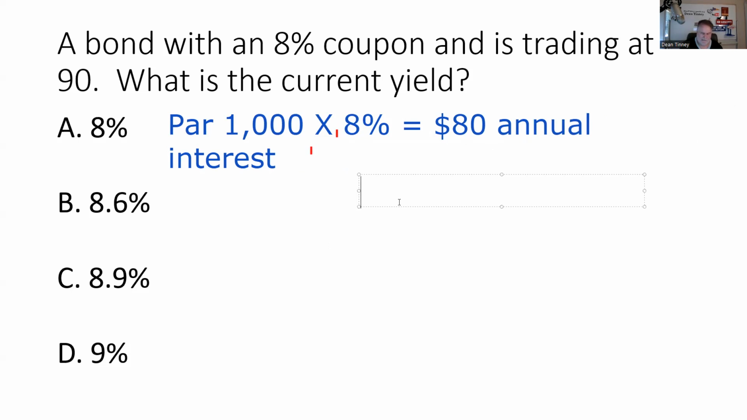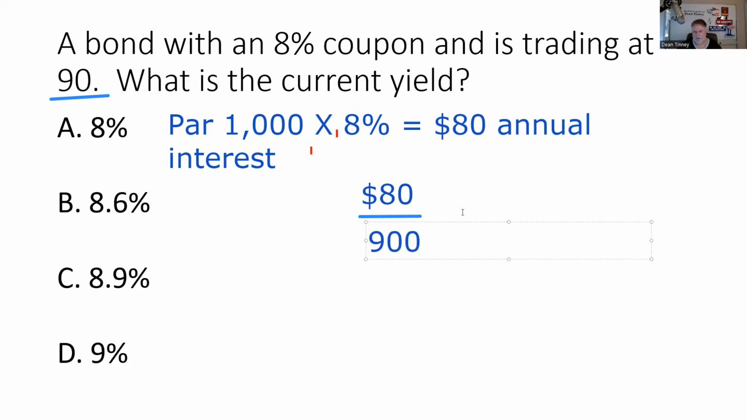So now I take the 80 and I'm going to divide by the price of the bond. Now you definitely need to know the bonds trade as a percentage of par. You definitely know par is 1,000. So 90 means 90% of par. And so what that means is $900. So I'm going to put $900 there.